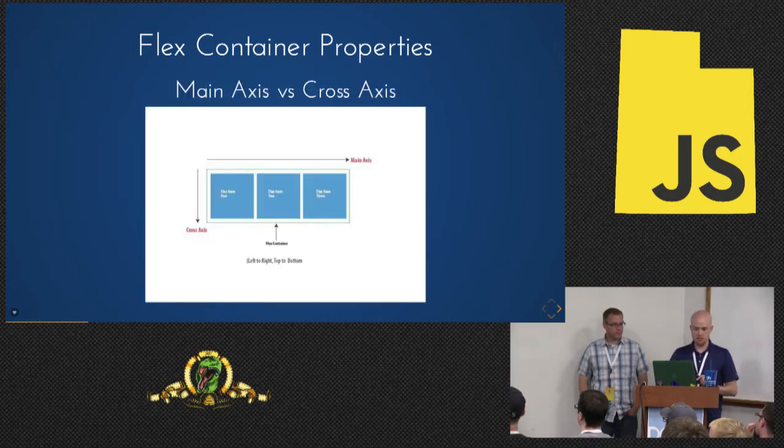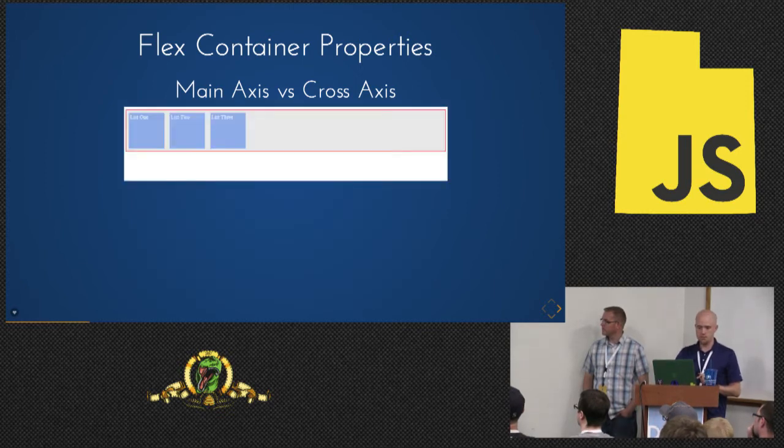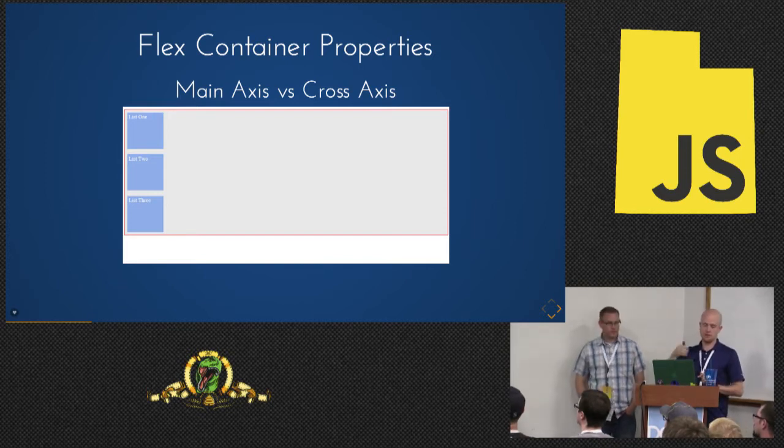Flex direction also sets up your two axes for your flex container. You have your main axis and your cross axis. Flex direction row sets up the main axis going from left to right, and the cross axis going from top to bottom. If you do flex direction column, the main will be top to bottom, and the cross will be left to right, right? So it just flips those.